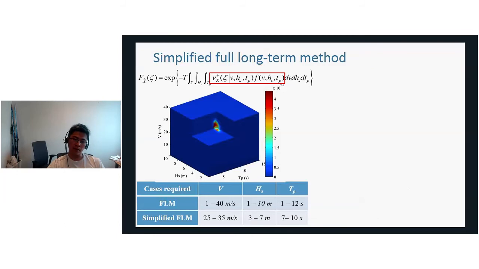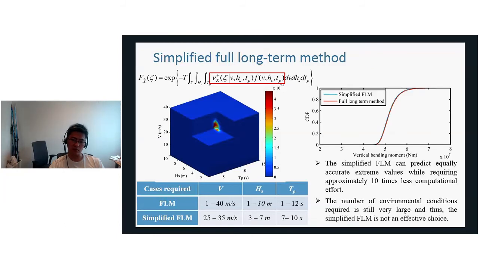We compared the simplified long-term method and the full long-term method. In the simplified method, we used wind velocity from 25 to 35 meters per second, wave height from 3 to 7 meters, and wave period from 7 to 10 seconds. The conclusion is that the simplified method can predict equally accurate extreme values using approximately 10 times less computational time. But the number of conditions required is still very large. So the simplified method is not a good way in our case.